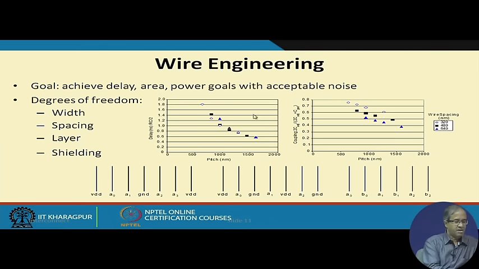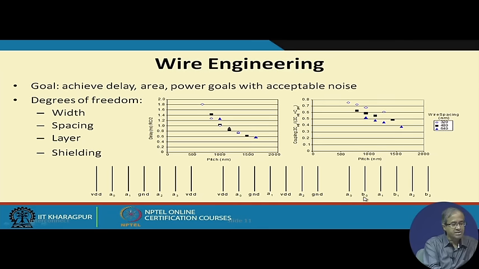So, one last thing, you can talk about something called wire engineering, like how do I control these capacitive effects, this noise. There are a few things a designer can play with: width of the line, spacing of the line, on which layer you are drawing it, as you have seen, depending on the layer the capacitive and resistive effects will be different, and something called shielding. Shielding is important.